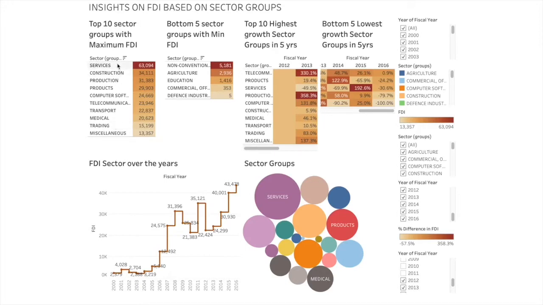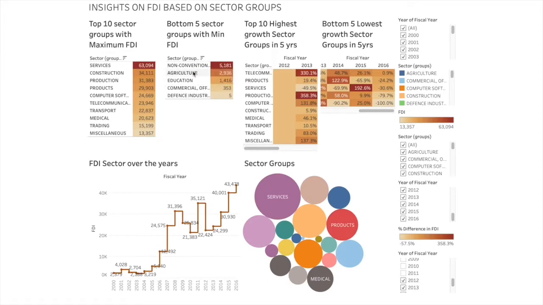So this will tell us the top. This particular table tells us the top 10 sectors that recorded the highest or the maximum FDI, and then from the bottom, these were the top 5 that recorded the least FDI or received the least FDI.